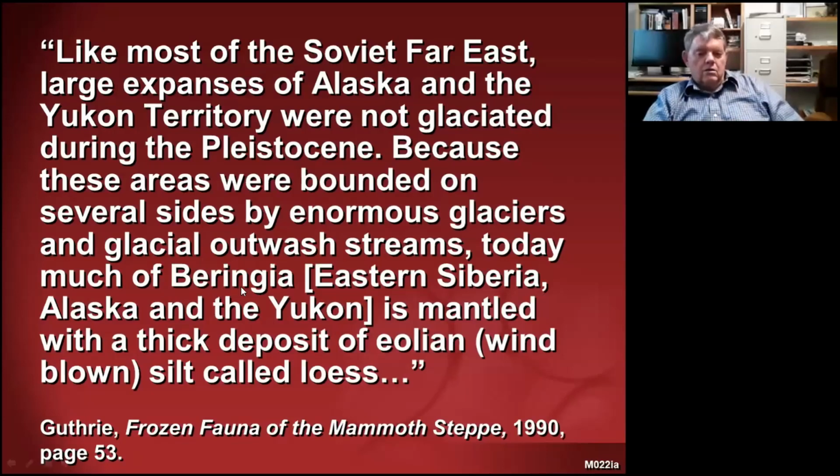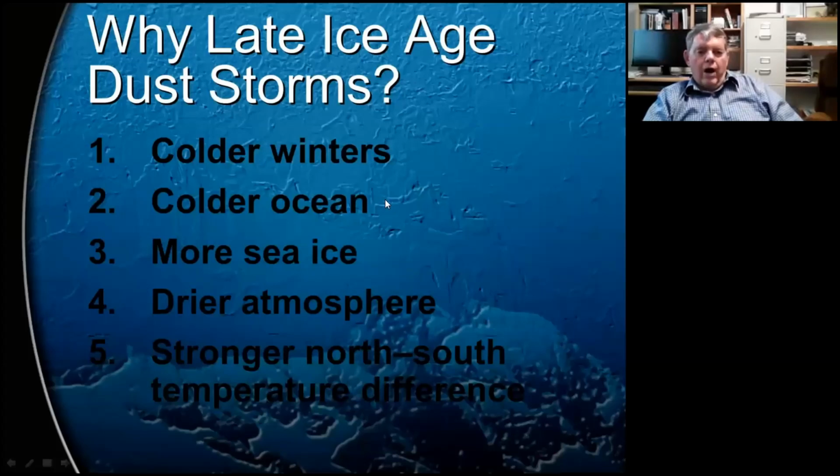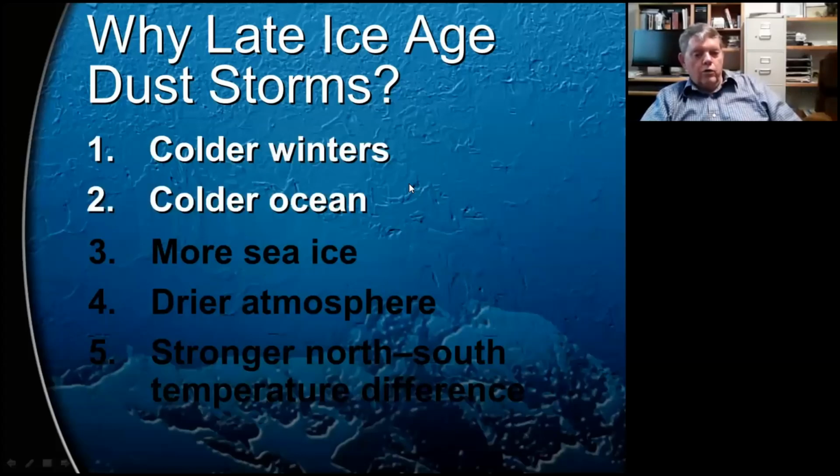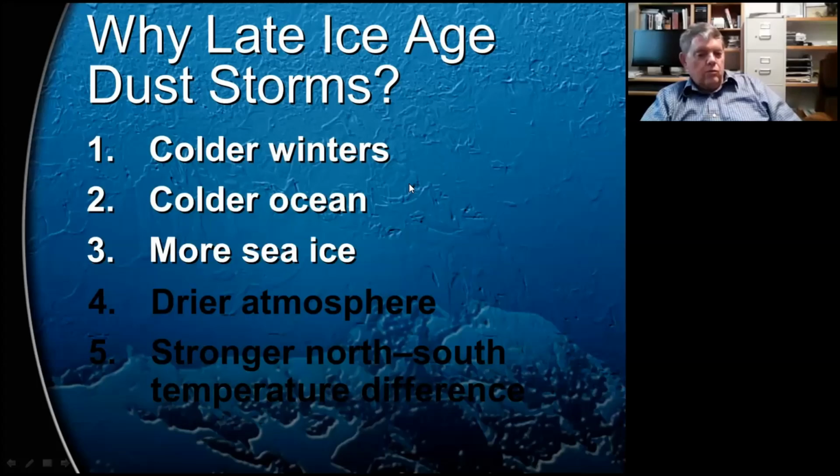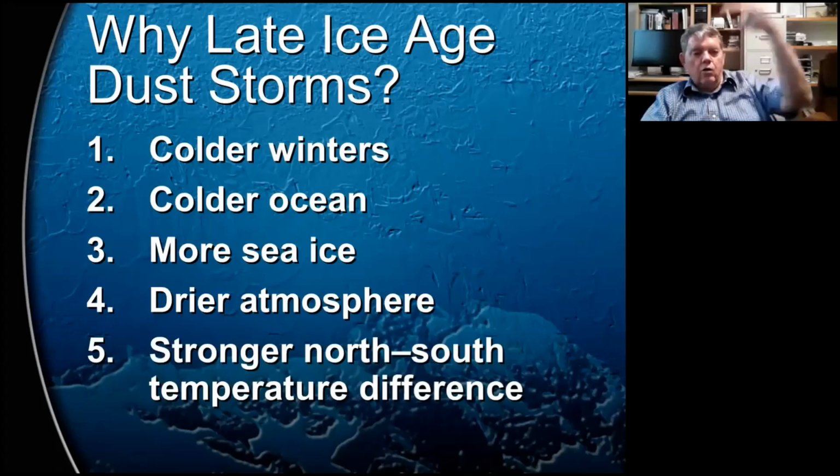So windblown silt, okay. Well, they're buried in dust storms, essentially. Well, why would there be late ice age dust storms? Well, colder winters, colder oceans, more sea ice, resulting in a drier atmosphere. And because of the colder winters and the tropics warming up, the north-south temperature difference would be a lot greater, and this drives the winds aloft of the jet stream, and so you'd have strong cold fronts with a lot of wind and a lot of blowing dust.